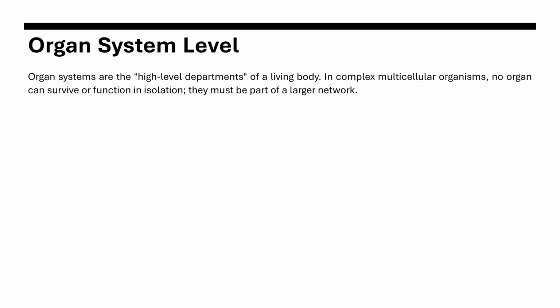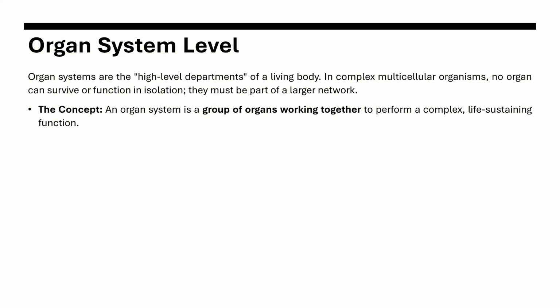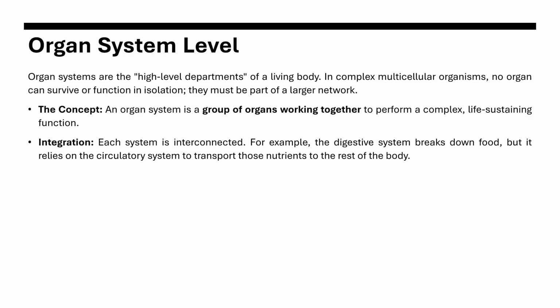We have seen how cells form tissues and tissues form organs, but in a complex living body, no organ is an island. To survive, organs must be part of a larger coordinated network. These are the organ systems, which are high-level departments of life. An organ system is defined as a group of organs working together to perform a complex life-sustaining function. Think of it like a massive corporation.